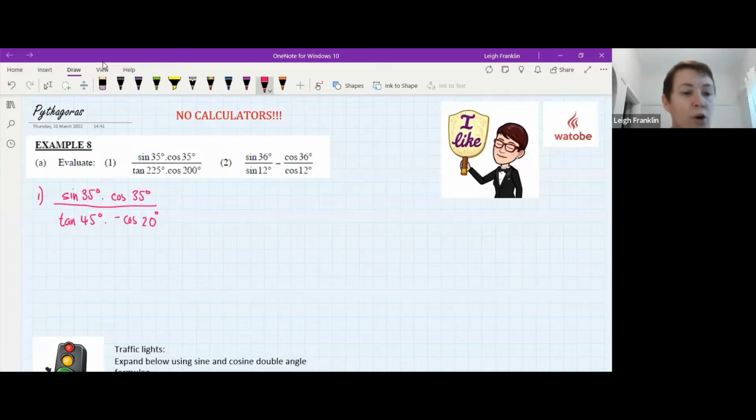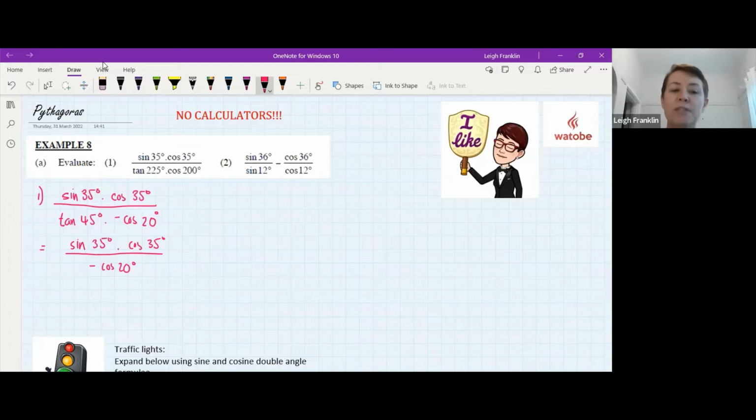We know that the tan of 45 is equal to 1. No calculators, okay? You need to learn these off by heart. So what we're left with is the sine of 35 times the cos of 35, all divided by negative cos 20. And this is where, if we do not know our rules and we do not know our co-functions, we will forever be lost. You have to go and learn the theory. Otherwise, you just cannot do it.